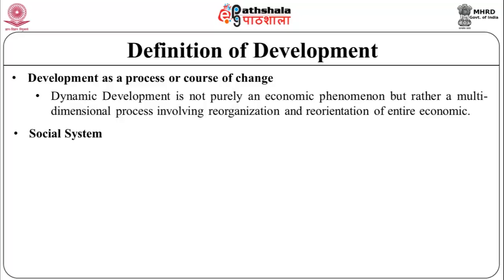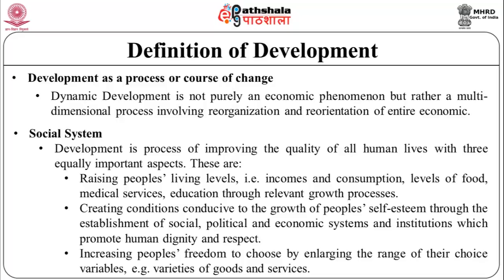Now let us see the social system. Development is a process of improving the quality of all human lives with three equally important aspects. These are raising people's living levels, that is income and consumption, levels of food, medical services, education through relevant growth processes; creating conditions conducive to the growth of people's self-esteem through the establishment of social, political, and economic systems and institutions which promote human dignity and respect; and increasing people's freedom to choose by enlarging the range of their choice variables, for example, varieties of goods and services.